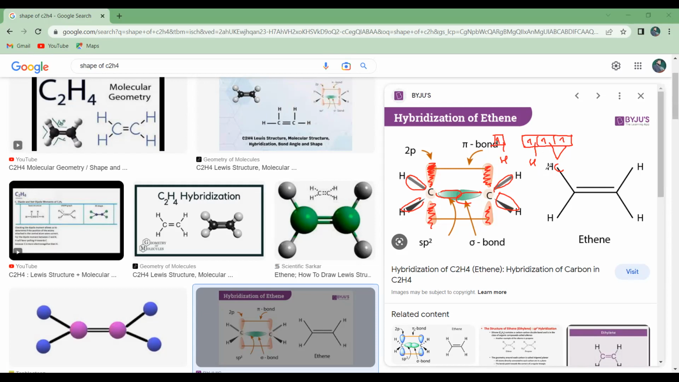Do you get this part? Now, if we talk about why this remains unhybridized, or why this is not involved in any shape, you need to understand that the first bond was a single bond, but this is what made it a double bond, right?